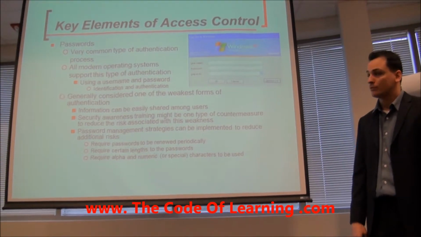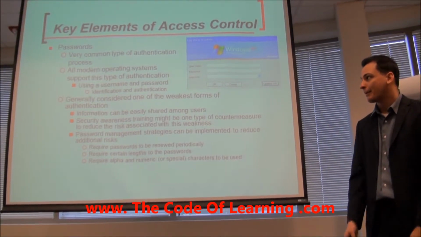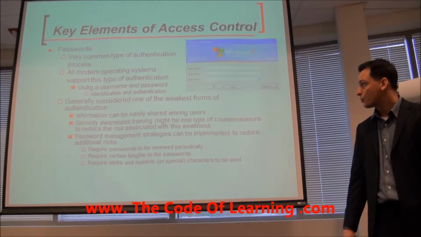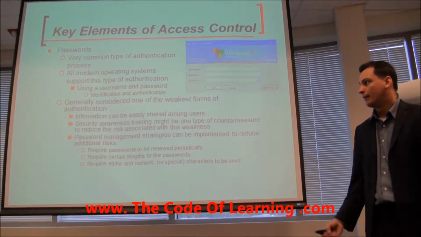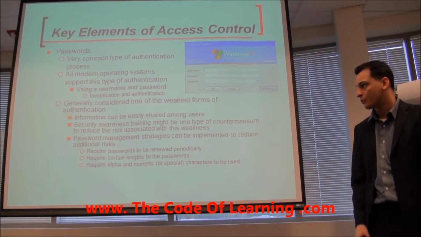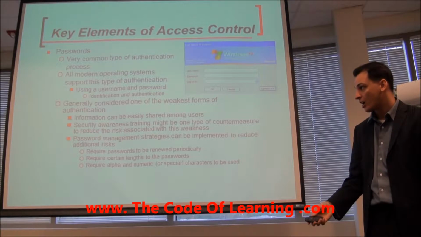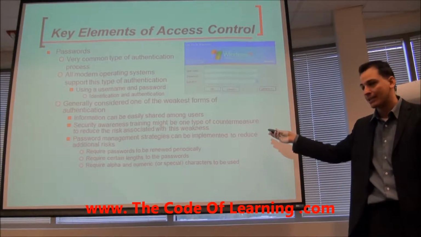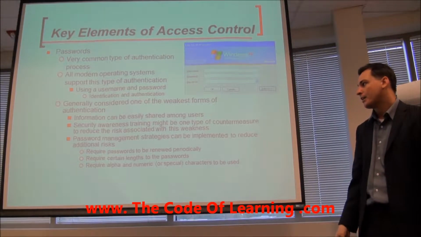So passwords. Here, we can buy ourselves some time here, right? Very common, very popular. Basically, you just need a username and password. One of the weakest forms. You should know that a password is one of the weakest forms. It's easily shared. People go to security awareness training, but they go back to their desk and they write down their passwords anyway.